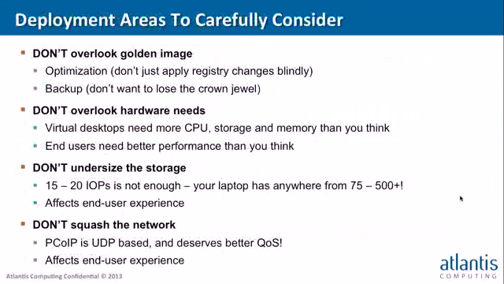Don't squash the network. Things like PCoIP or HDX in Citrix. PCoIP is UDP based. So think about QoS-ing it. Think about QoS-ing ICA from Citrix on the network. Make sure that we're doing everything that we can to protect the end user experience. Things like file copy can probably suffer at the expense of guaranteeing some performance for our users and the end user experience that they get.